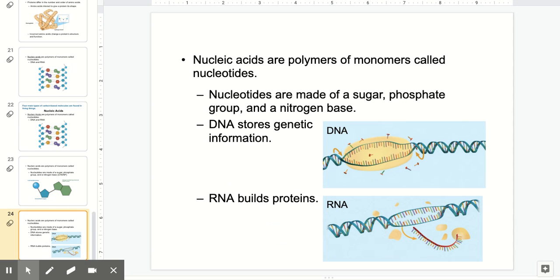In terms of what DNA and RNA do, DNA stores genetic information, and RNA takes that genetic information and uses it to build proteins.